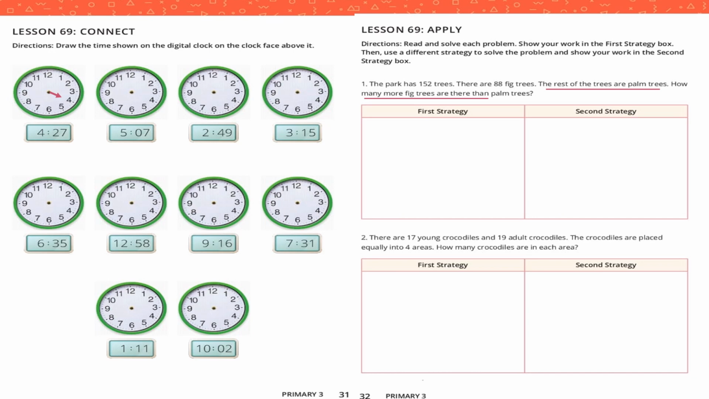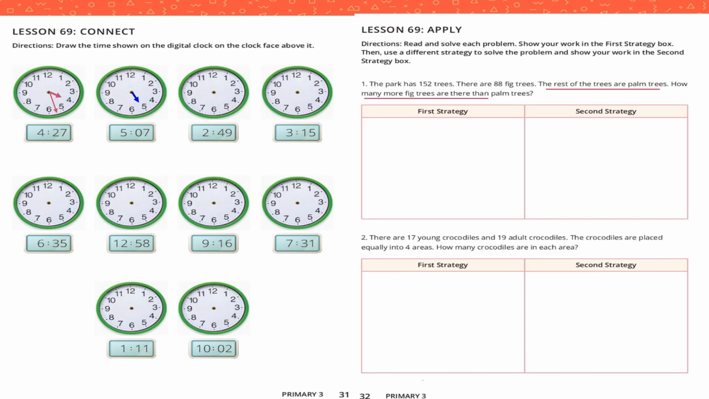I know that between each two numbers I have 5 minutes. 5 dashes, okay? So after 25, 26, 27. So the long hand will be here. The next one I have in hours 5. So the short hand will refer to 5. And in minutes I have 7.